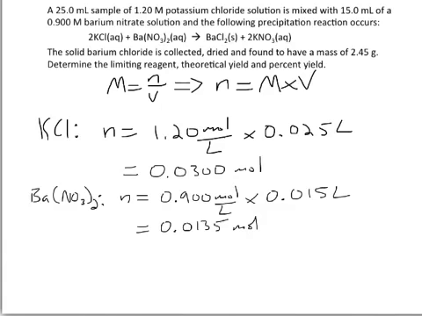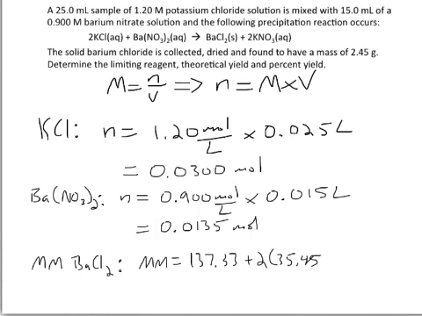All right. And then the last thing that I need in order to figure out the mass of barium chloride that I can make, I'm going to need to convert the moles of barium chloride into the mass of barium chloride. So I'm going to need that molar mass. So the molar mass of barium chloride, I have 1 barium and 2 chlorines. And so the molar mass that I get is 208.23 grams per mole.